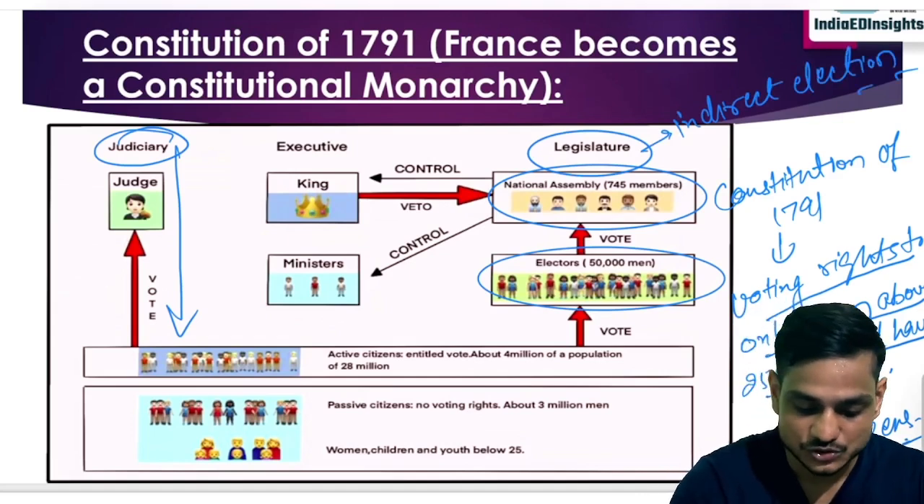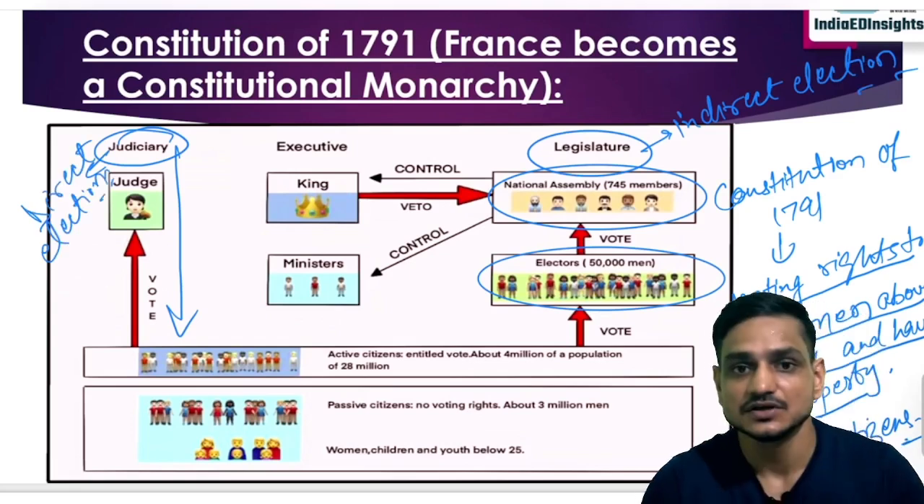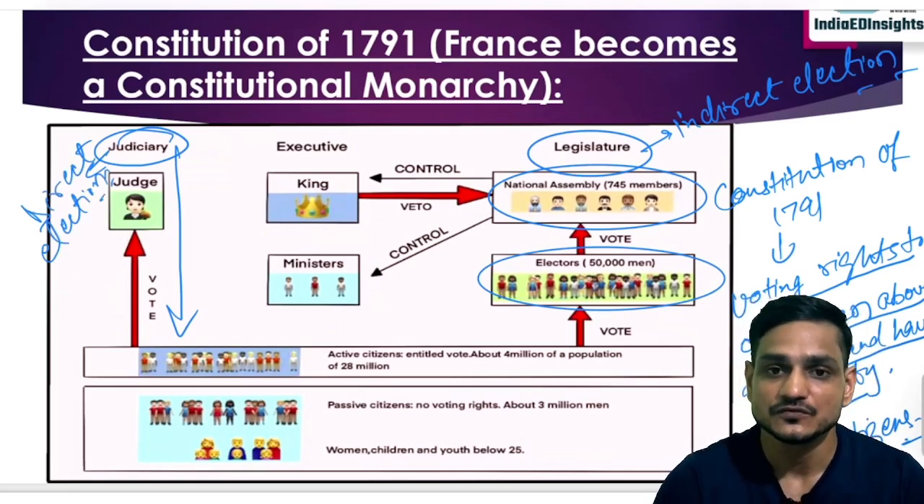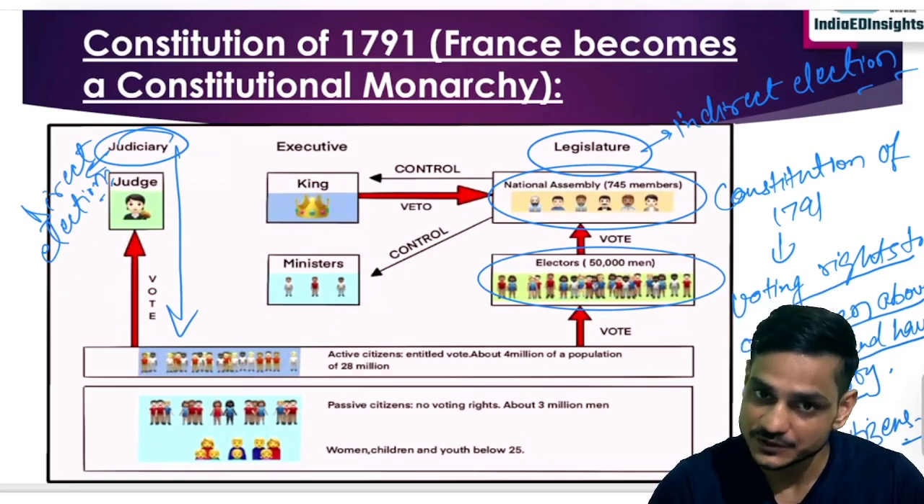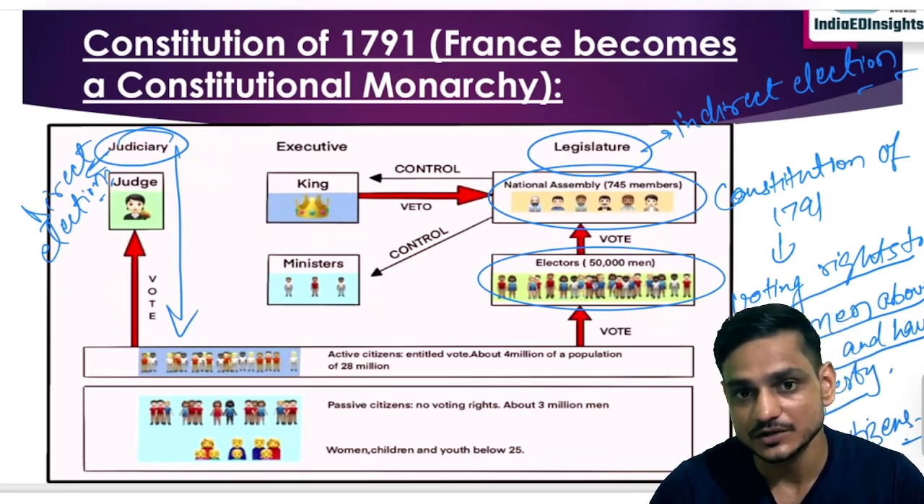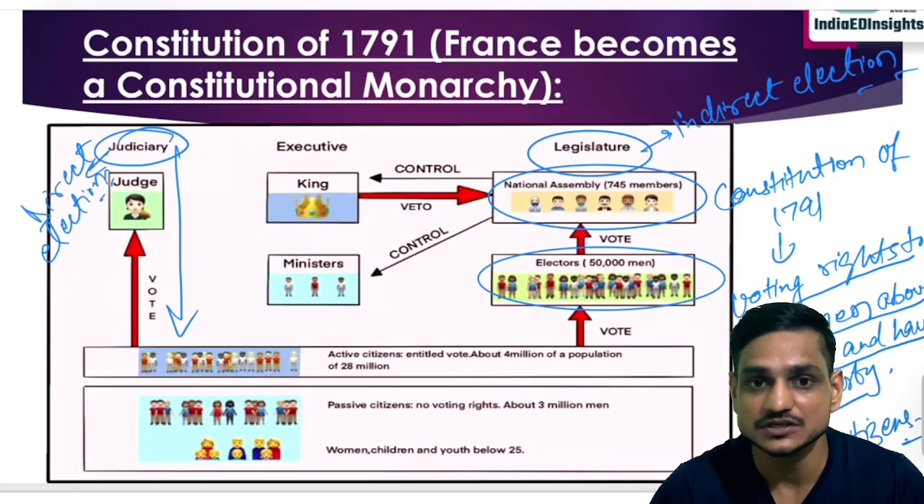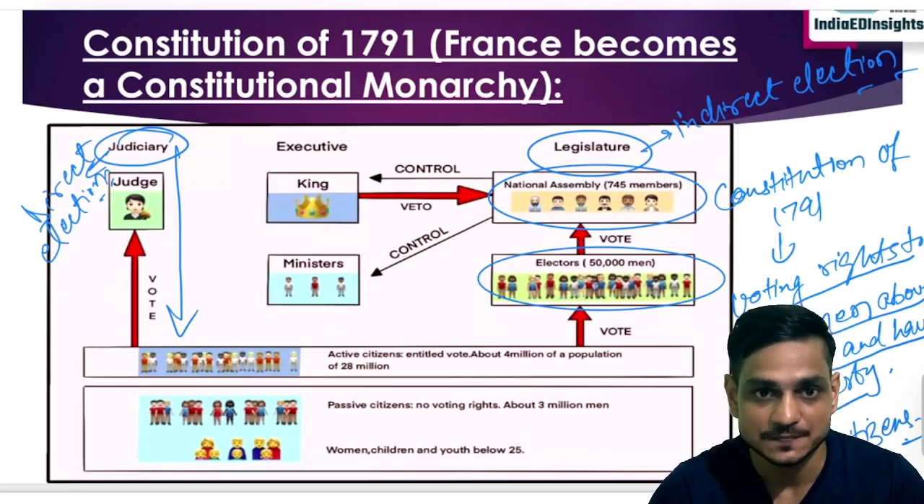So for judiciary there was direct election. For legislature there was indirect election. In indirect election, what happened? First the people elect 50,000 men. Those 50,000 members then elect 745 members of the legislative assembly. So this is the procedure for the election of legislature. So first judiciary was elected, legislature was elected.